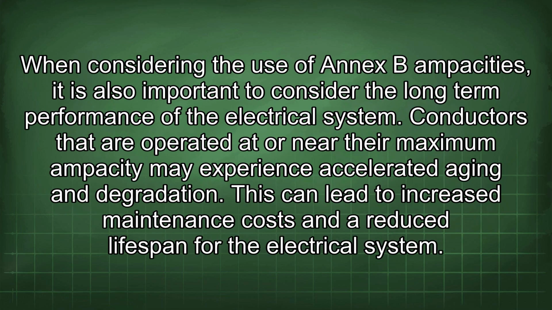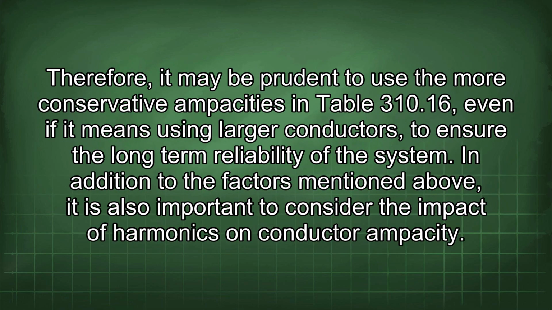When considering the use of Annex B ampacities, it is also important to consider the long-term performance of the electrical system. Conductors that are operated at or near the maximum ampacity may experience accelerated aging and degradation. This can lead to increased maintenance costs and a reduced lifespan for the electrical system. Therefore, it may be prudent to use the more conservative ampacities in Table 310.16, even if it means using larger conductors to ensure the long-term reliability of the system.